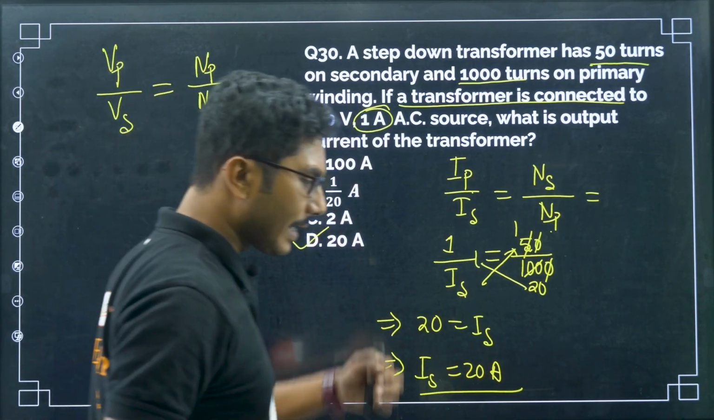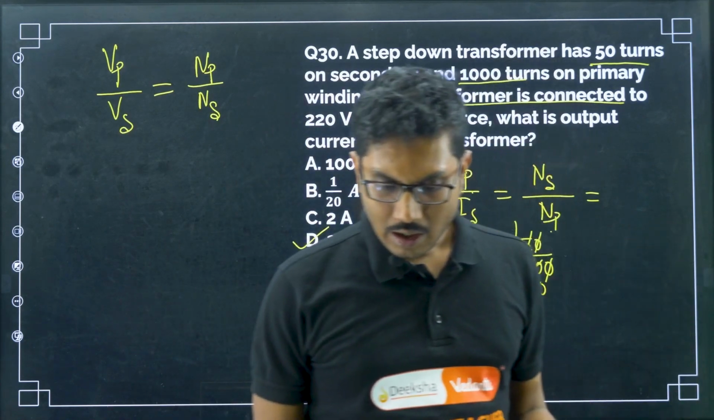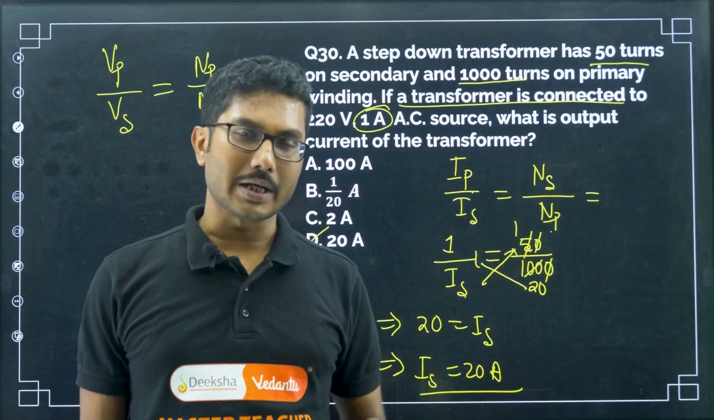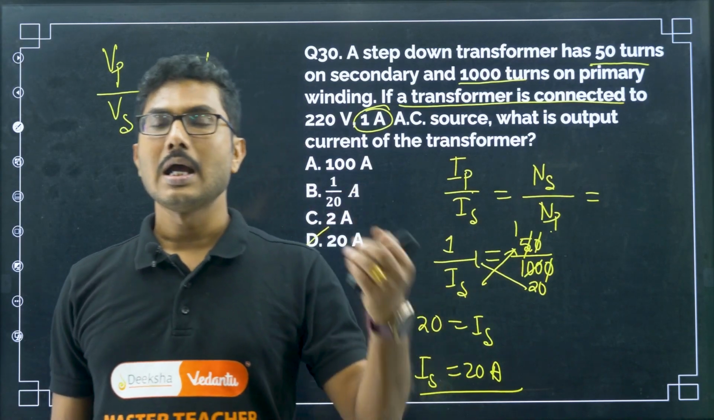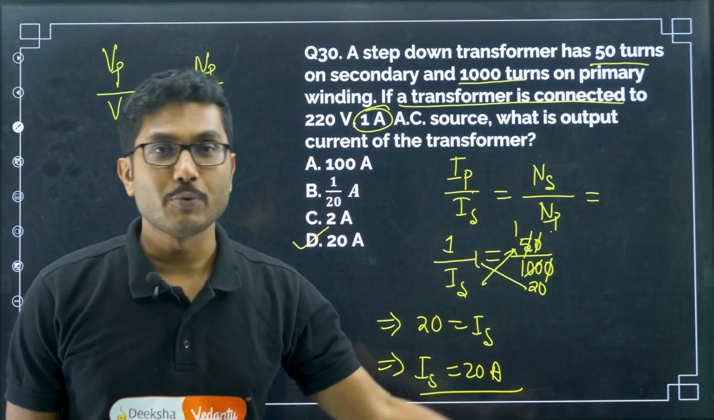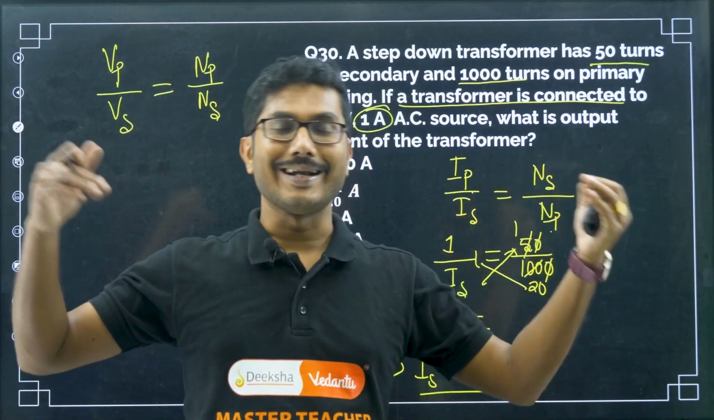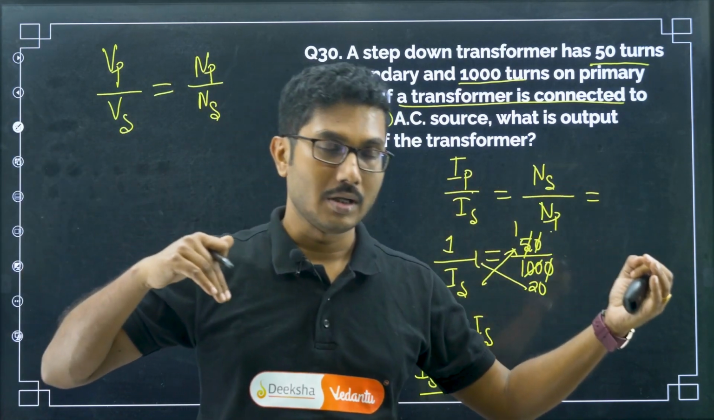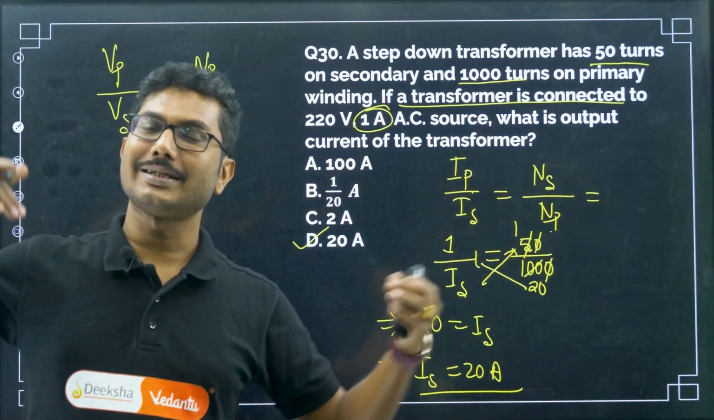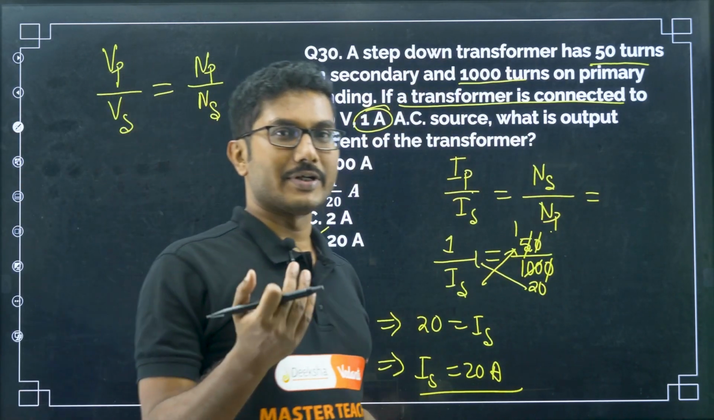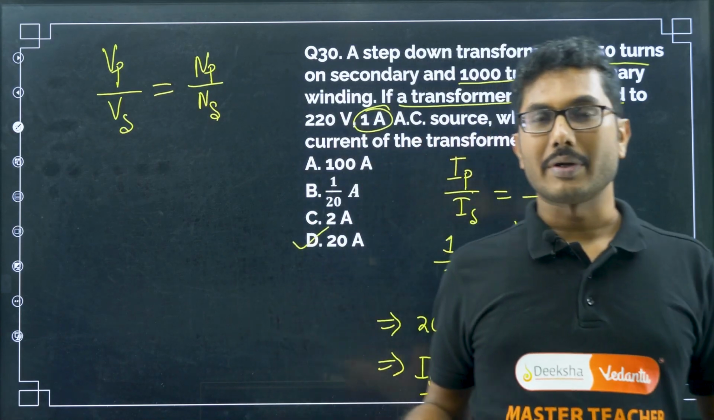Now you should remember that if it is a step down transformer, output current will be higher than the input current. If it is a step up transformer, then output current will be less than that of the input current. So if voltage increases, current decreases, and if voltage decreases, current increases, and vice versa, right, because total power is constant.